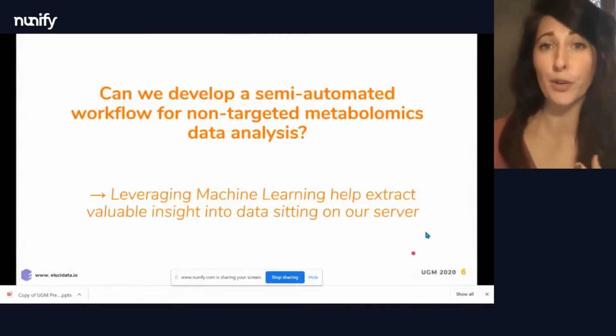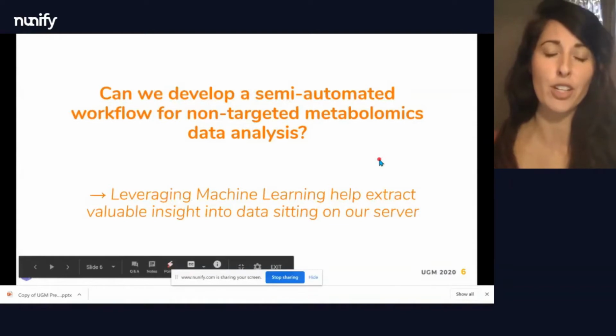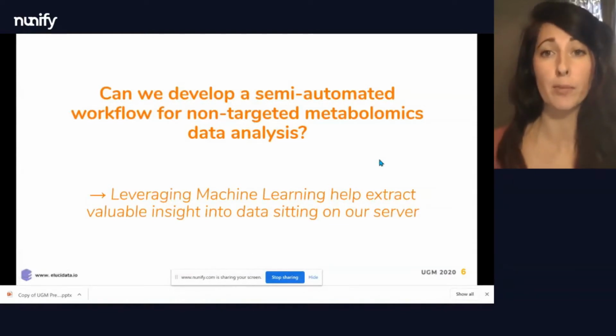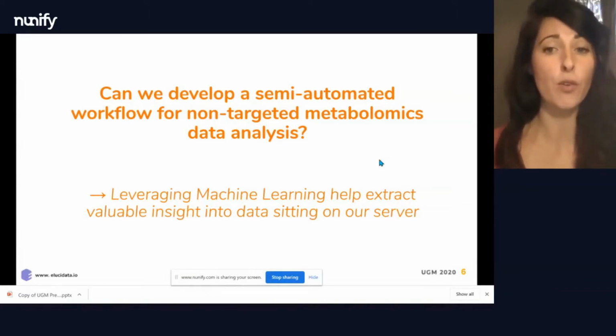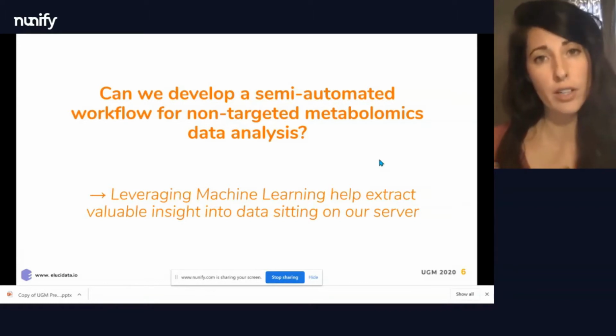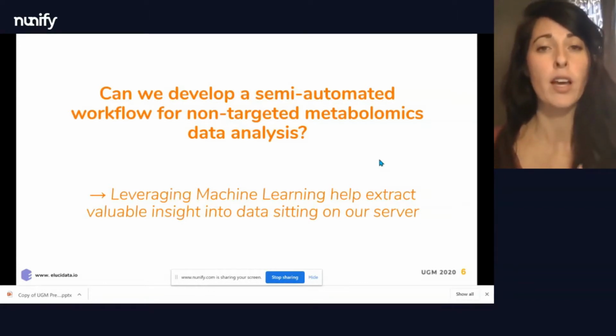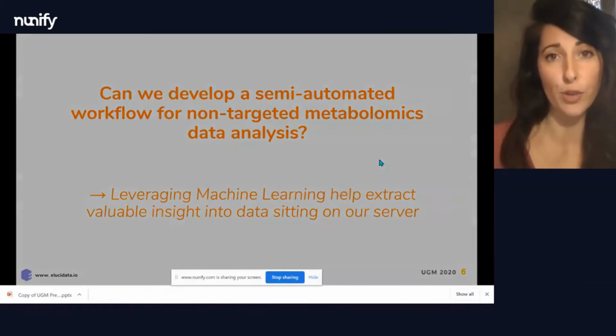So about a year ago now, we set out on a collaboration with the Elucidata team to answer the question, can we develop a semi-automated workflow for non-targeted metabolomics analysis? And this was a clear application for machine learning to help us do just that, and not just for future untargeted analyses, but perhaps even for retrospective analyses for data that we just have sitting on our server.